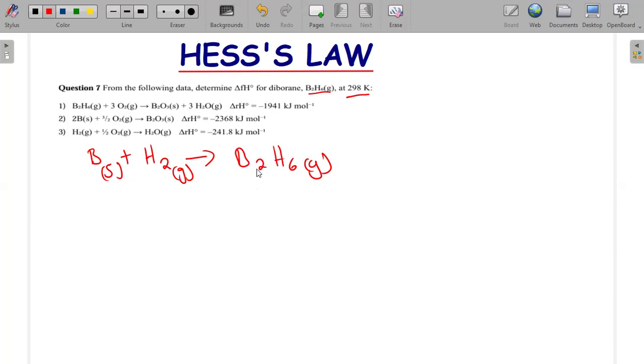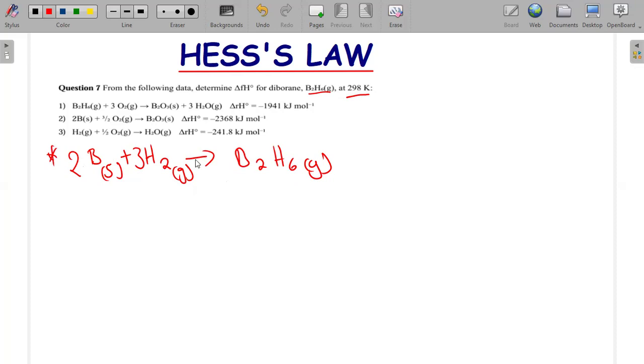We know that boron here we have 2, this side we have 1, so we need to put a 2 there to balance it. Then if you look at hydrogen, we have a 6 here and here we have a 2, so we need to put a 3 here so that we have 6 hydrogens and on the other side 6 hydrogens. It means our chemical equation is balanced. This is our target equation.